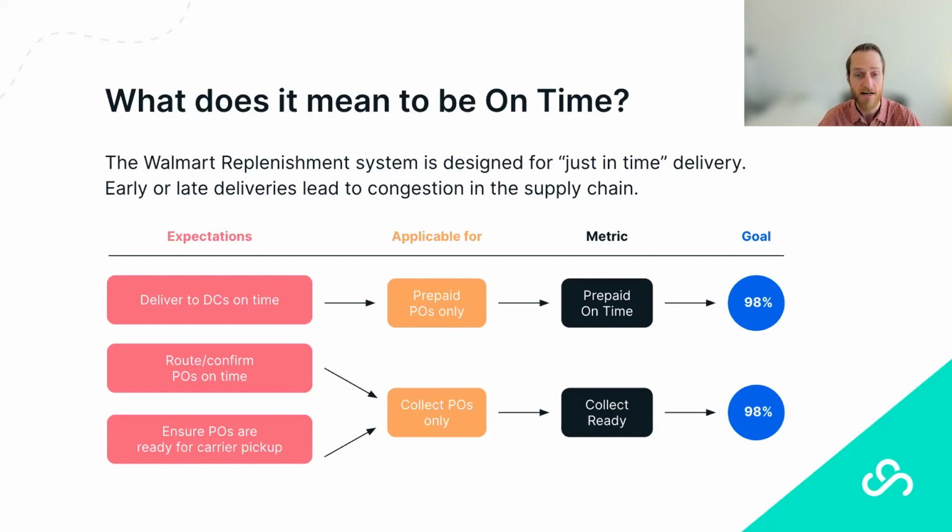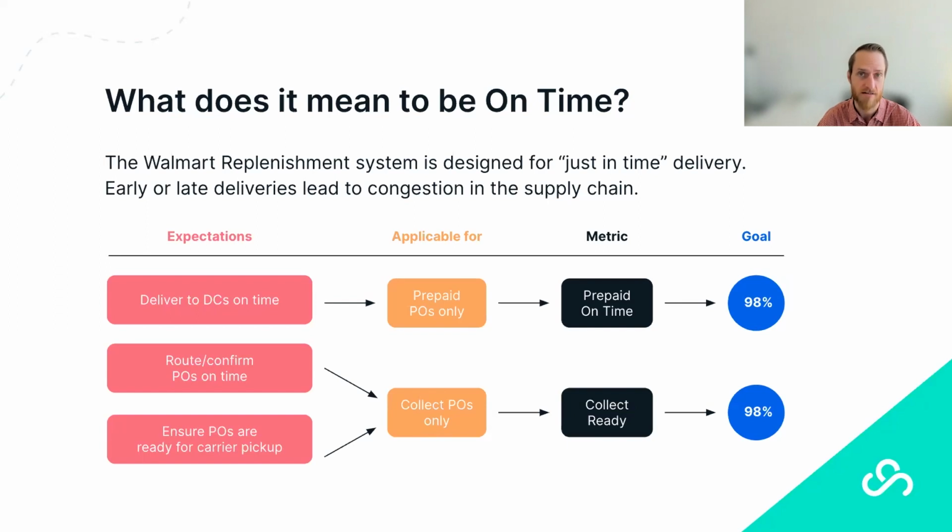If you're prepaid, then you're measured by your ability to get the product to Walmart's DC within that must arrive by date window. Sometimes that's a single day. Sometimes that window can be several days. We'll talk about that. But if you're prepaid, where you manage the transportation, it's all about the goods being delivered to Walmart on time. And the goal is 98% of goods within a month are considered on time.